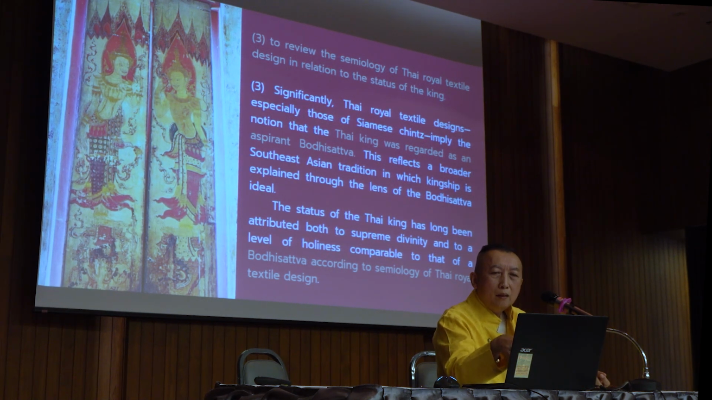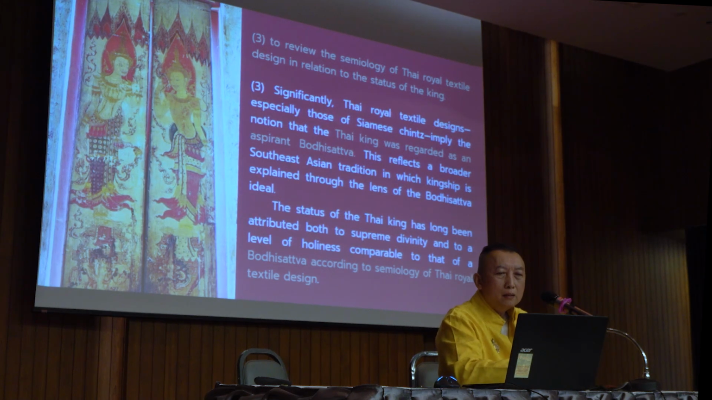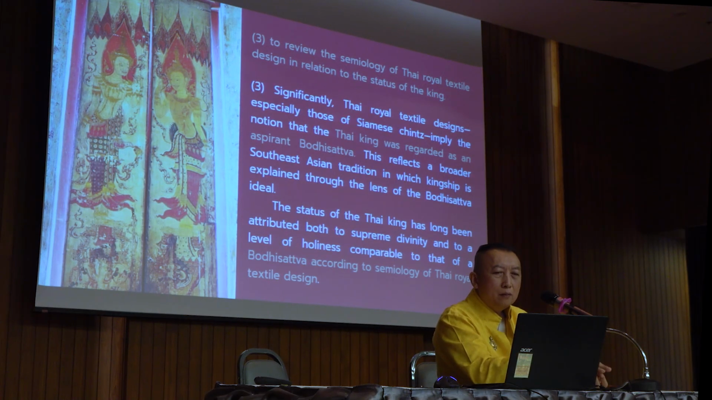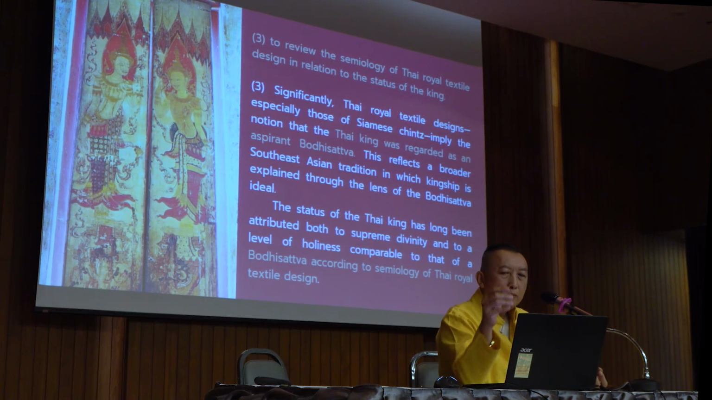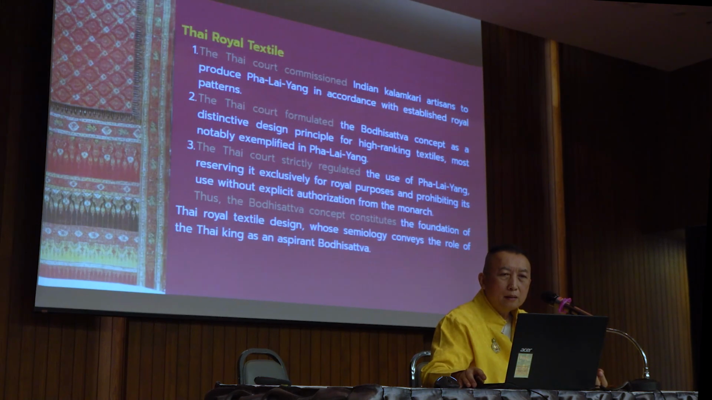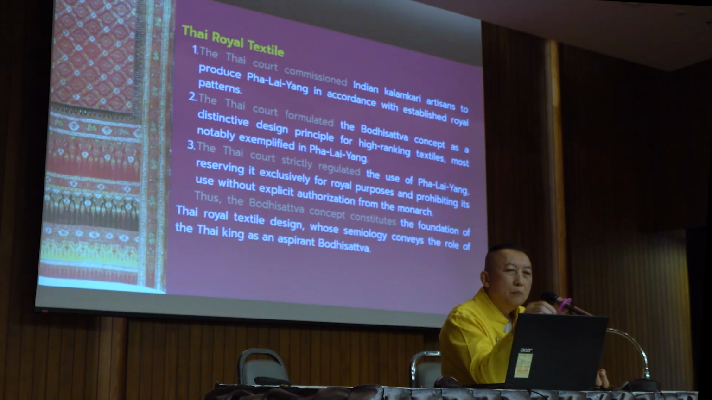So the status of the Thai king has long been attributed both supreme divinity and a level of holiness comparable to that of a Bodhisattva, according to the semiology of Thai royal textile design. So what we have to observe is the practice of the Thai court.